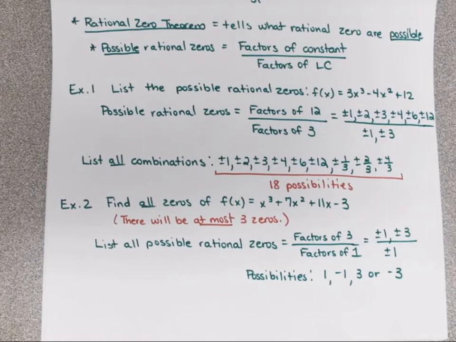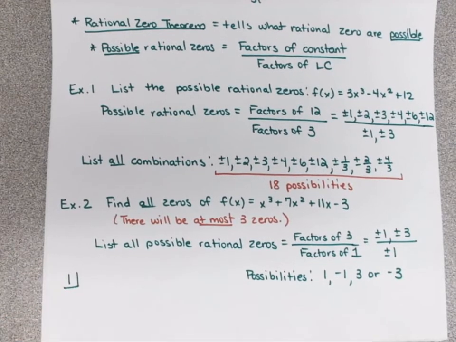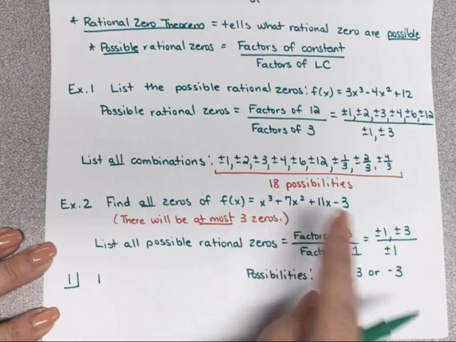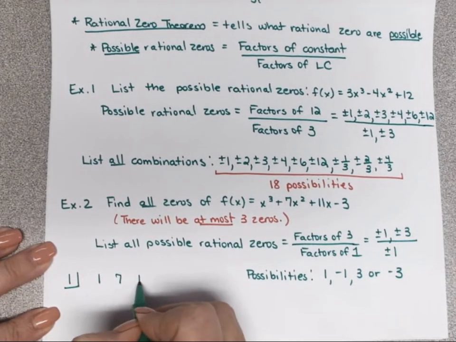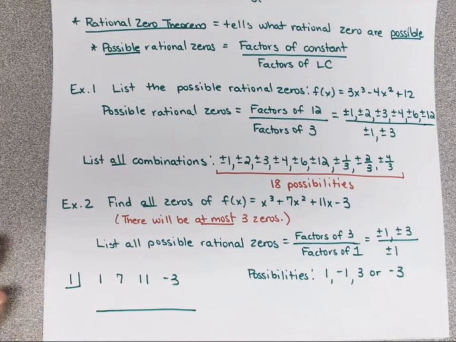So how are we going to tell if these are 0? Well, we're going to use our synthetic division process from last time. So let's start with 1. We're going to put 1 in the little box, and we're going to line up the coefficients of this equation: we have a 1, 7, an 11, and a -3. This is why I said last time I want you to go home and practice synthetic division so that you're fairly quick with it.